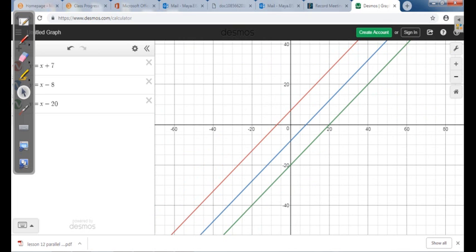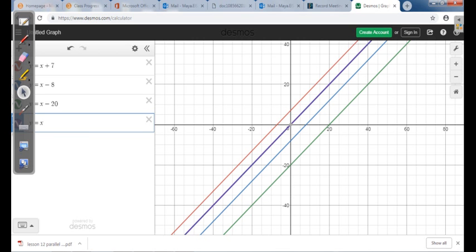Give me another equation. Y equals x plus 2. Okay? You see how all these lines are parallel? They're never going to meet. And the difference here is their y-intercept is different, but their slope is all the same. Their slope is 1 for all the equations. So if you gave me x minus 8, x minus 20, or x plus 2, the answer is correct. They all have the same slope.